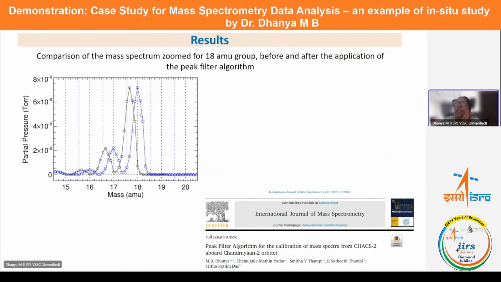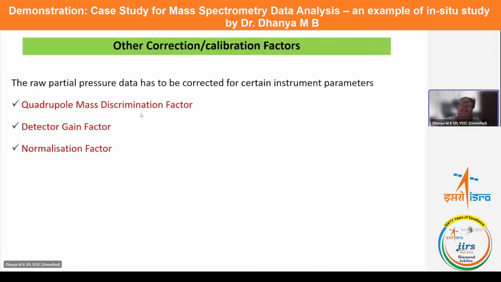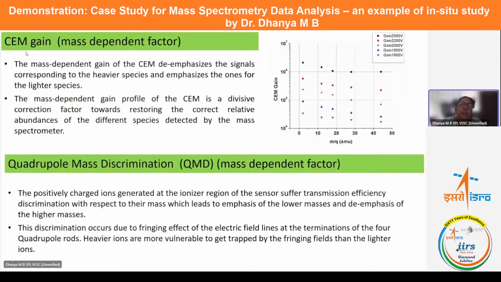After that, we get the peak partial pressure versus mass per charge. Then we have other correction factors to apply to this data, which are called quadrupole mass discrimination, detector gain, and normalization. Let us see what they are. The detector is a channel electron multiplier, so detector gain correction is also called CEM gain correction.